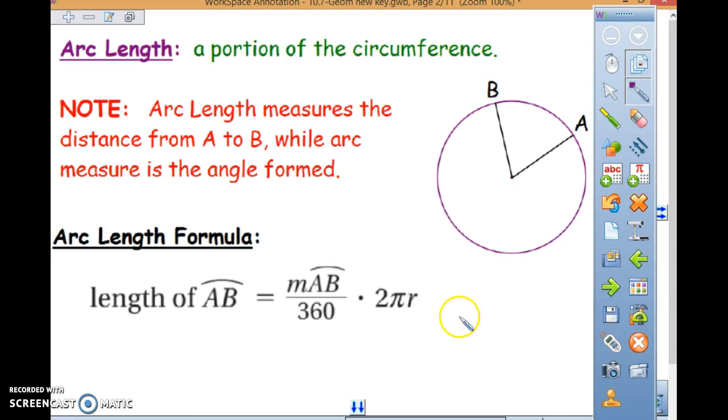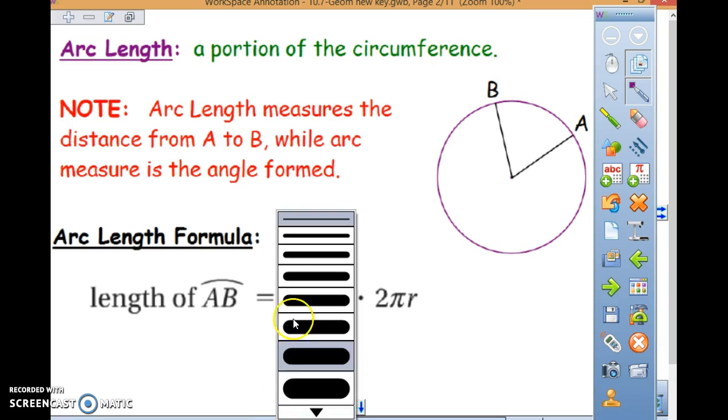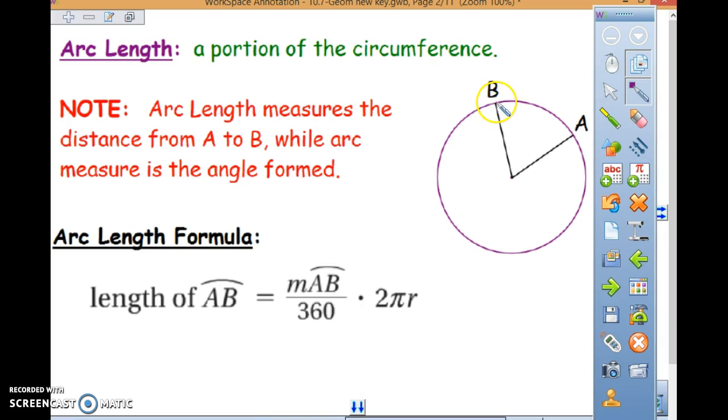The next skill we're going to look at is finding the arc length. In this example, the arc length would be the measure from A to B. So arc length is a portion of the circumference. Note, the arc length measures the distance from A to B, while arc measure is the angle formed. So we will actually need the measure of this angle to complete this length calculation.